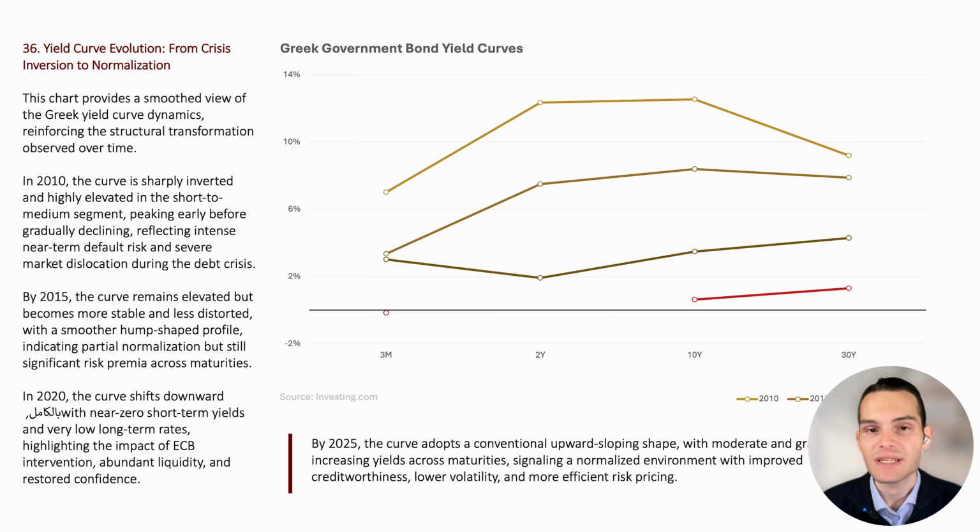In 2020, yields moved significantly lower due to accommodative monetary policy and ECB support. By 2025, the curve adopted a much more conventional upward sloping structure, indicating improved market confidence and a more normalized bond market environment.